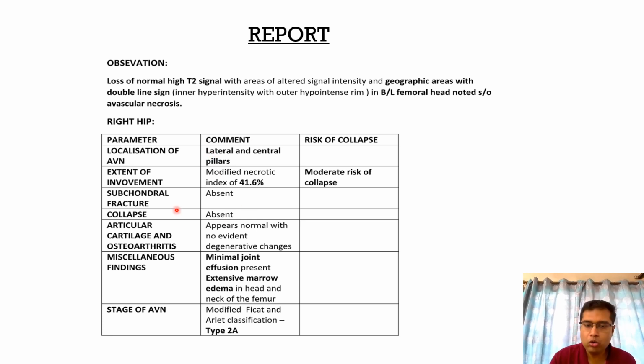When you don't know what lateral and central pillar means and what exactly is the modified Kerboul index, you can look at my video on conference discussion. So there was moderate risk of collapse in the right hip, giving Ficat and Arlet type 2A.